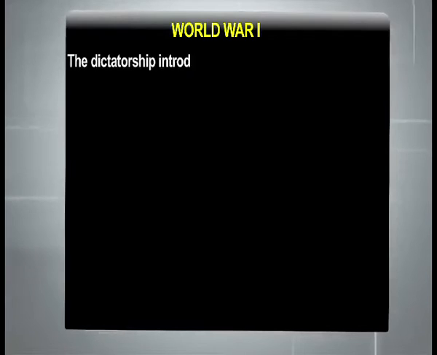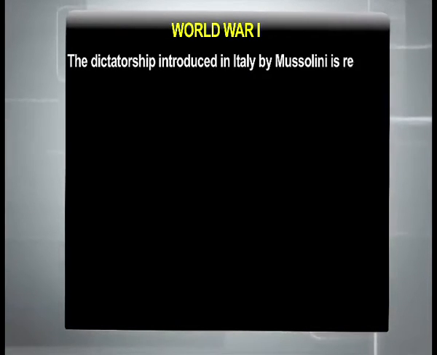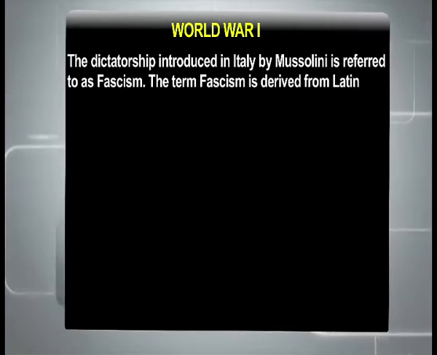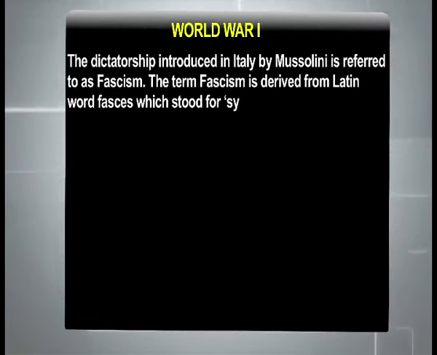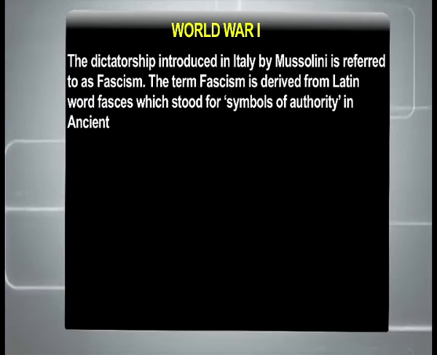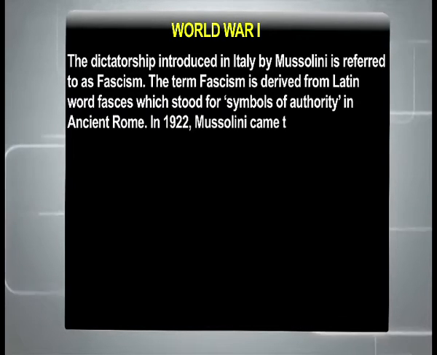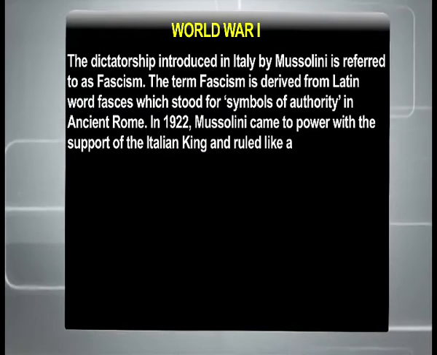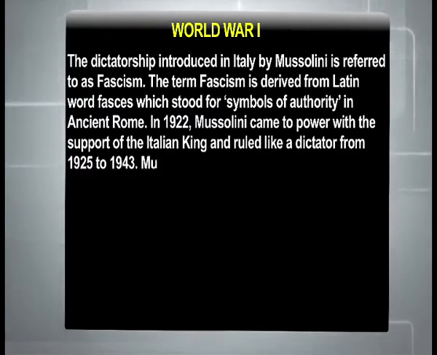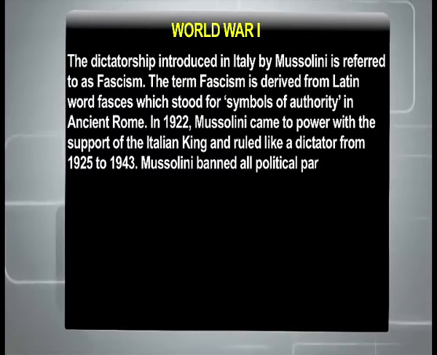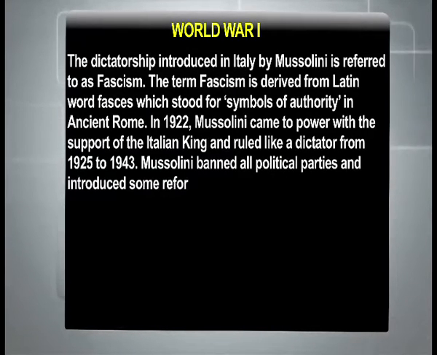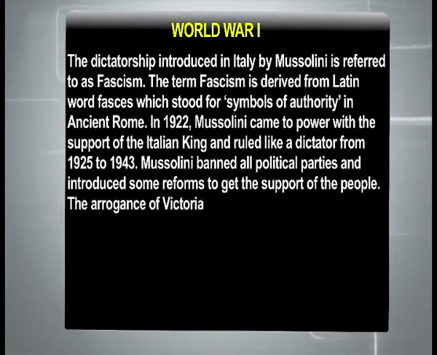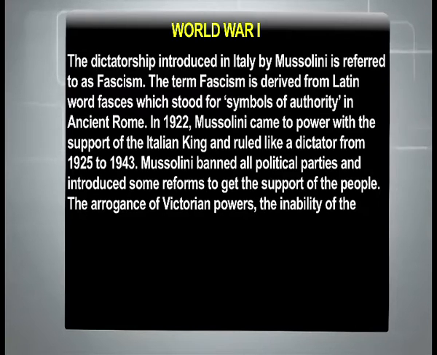The dictatorship introduced in Italy by Mussolini is referred to as fascism. The term fascism is derived from the Latin word fascis, which stood for symbols of authority in ancient Rome. In 1922, Mussolini came to power with the support of the Italian king and ruled like a dictator from 1925 to 1943. Mussolini banned all political parties and introduced some reforms to get the support of the people.